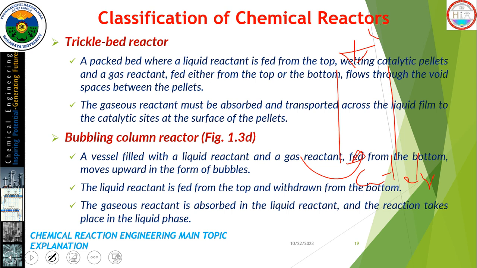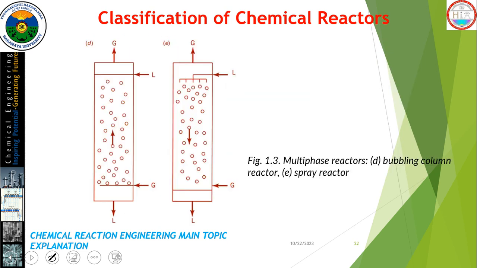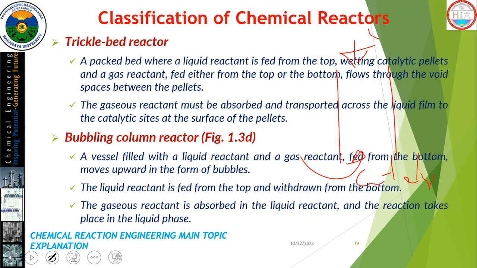The other one is a bubble column reactor. In the bubble column reactor, actually in D, there is a continuous supply of liquids from the bottom as well as gases from the bottom. So the reaction mechanism takes place within a bubble column. It forms bubbles. There is mixing of the liquids with the gases. So the bubbles are formed inside the bubble column reactor. A vessel filled with a liquid reactant, and a gas reactant fed from the bottom moves upward in the form of bubbles.